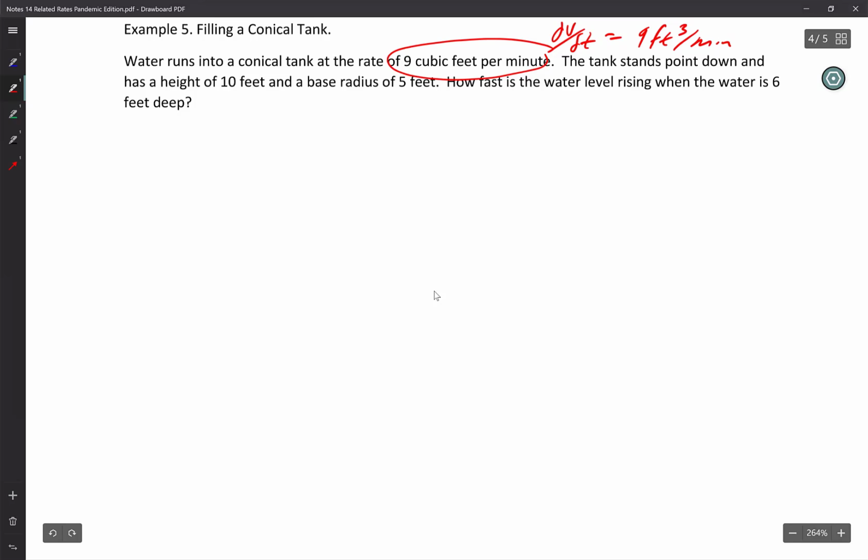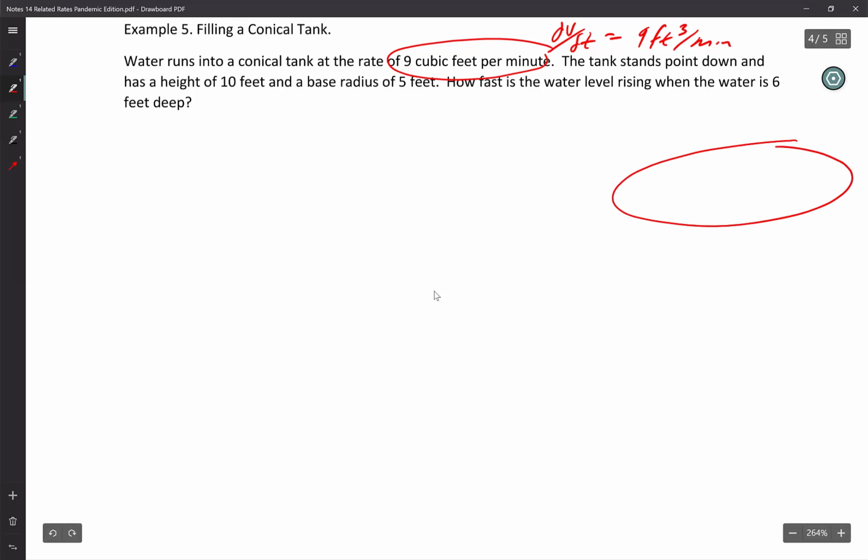The tank stands point down and has a height of 10 feet and a base radius of 5 feet. Okay, those two things are not changing, so you can write 5 and 10 for that. How fast is the water level rising when the water is 6 feet deep? Okay, let's see if we can get a picture of this.